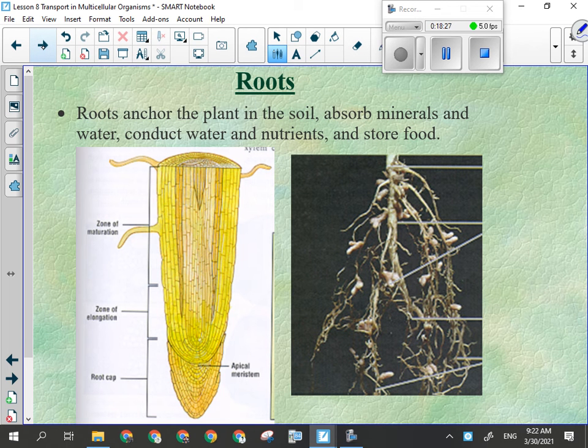Now, parts of the plant. Roots. Roots anchor the plant to the ground and acquire water and nutrients. That's their job. But roots come in two different types. They can come as a taproot, like this, or a fibrous root.